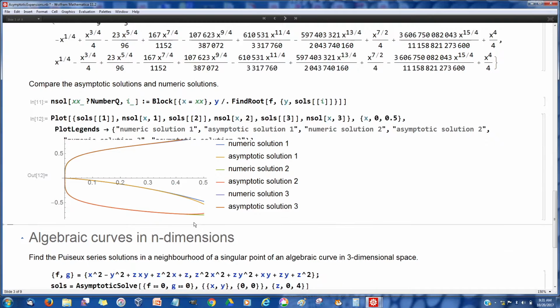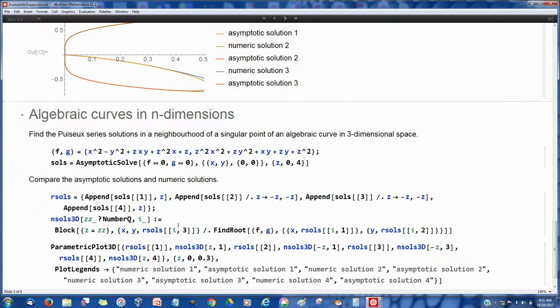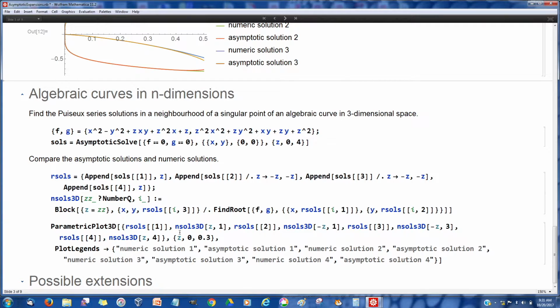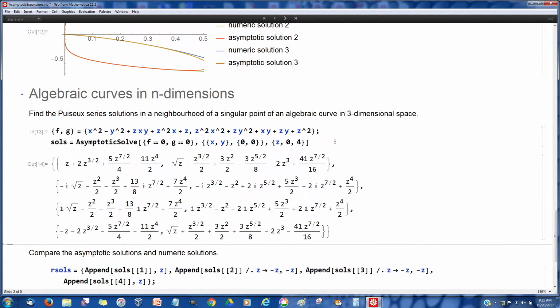So the next level of difficulty is algebraic curves in n dimensions. So we have n variables, n-1 equations, and we want to get solutions for all variables except one in terms of the first variable. So here we are looking for solutions for x and y in terms of the variable z. And here they are. Again, this was a singular point, and we got Puiseux series, and in this case also, Puiseux series is the worst we can get. We always will get solutions with fractional powers.